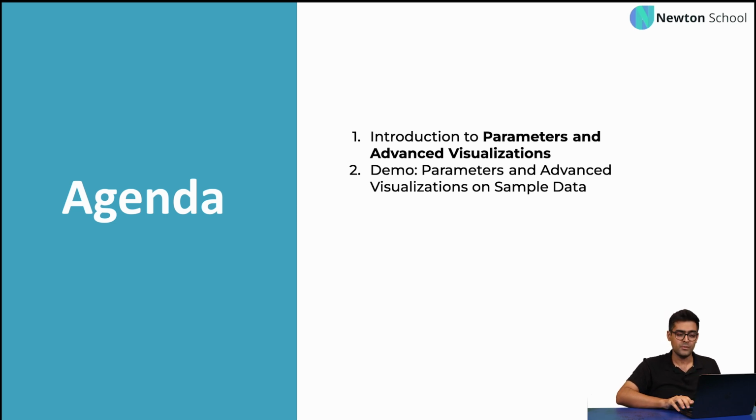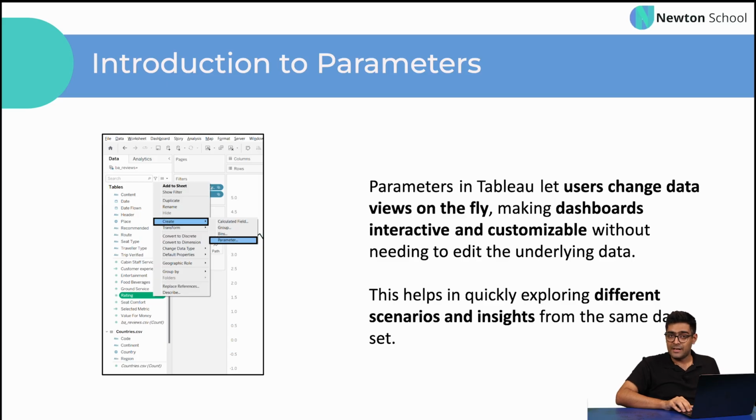can use. Now, parameters in Tableau let users change data on the fly so that the dashboards are interactive and customizable. In the introductory video, we mentioned that Tableau is very good in terms of letting the user decide what they want to see. It's interactive. A user can select something from one drop down or one cell, and it changes as per their selection. How does this happen? It is through the power of parameters, right?